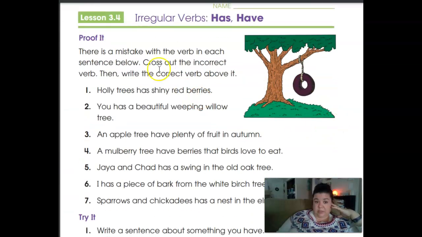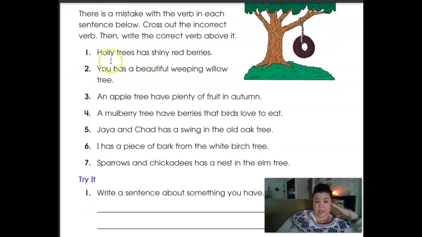Okay, this is the second page. Proof it. So just like the 3.3, you need to proof it. There's a mistake with the verb in each sentence below. Cross out the incorrect verb and write the correct verb above it. Holly trees has shiny red berries. Now, what words are we focusing on in this lesson? Have and has. So there's your has. What should it be? Cross it out and write the correct one.